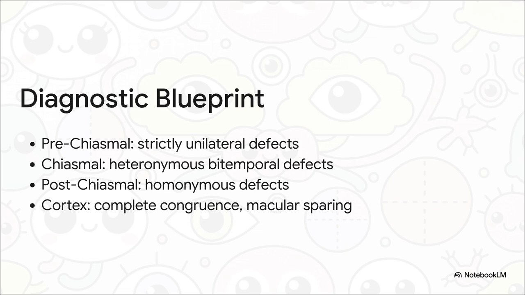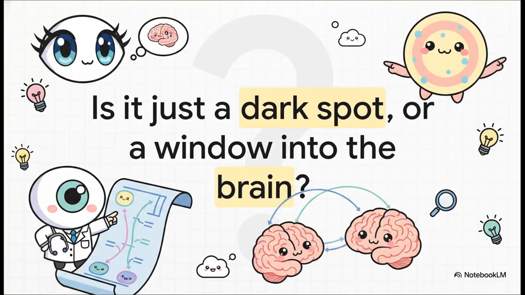If it's a homonymous defect, you're looking post-chiasmal. And always remember the rule of congruence. The more identical the defect between the two eyes, the further back in the brain the lesion sits, ending in the striate cortex, which, as we just learned, often features macular sparing. So, by mastering this clinical logic, you're elevating a routine eye test into a profound neurological map. You aren't just looking at missed flashing lights anymore, you're actually tracing the physical wiring of human sight.